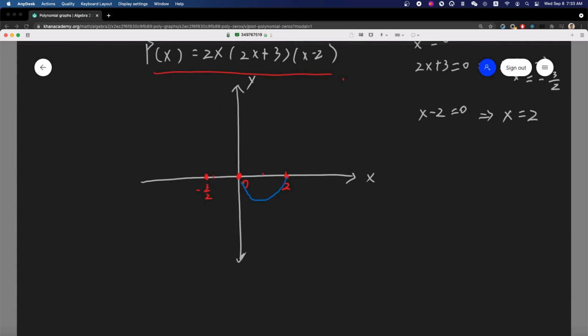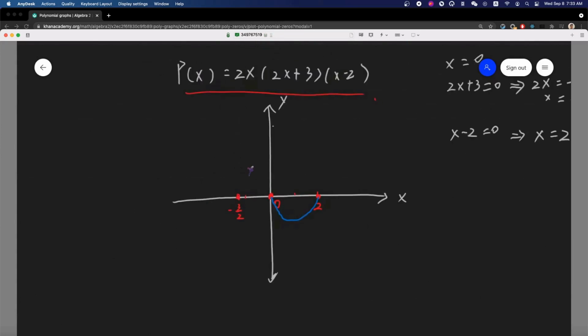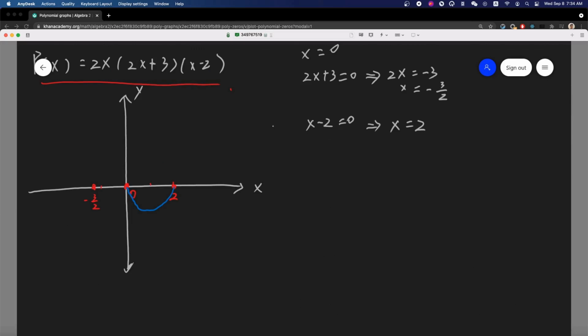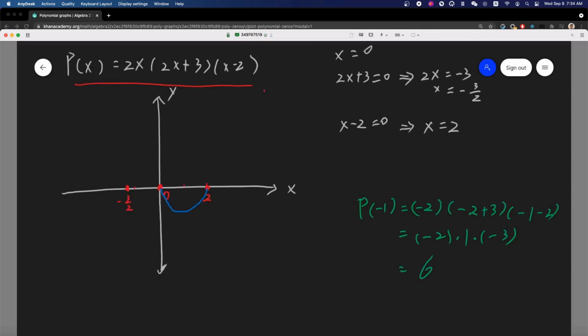So for this one, it'll be something like this. Then how about this side? Whether it's coming from the upper side or the lower side? Well, we don't know unless we put negative 1 into it. So that'll be negative 2 times negative 2 plus 3, times negative 1 minus negative 2, and it's equal to 1 times negative 2 times negative 3. In the end, it's equal to 6. So it's a positive number.